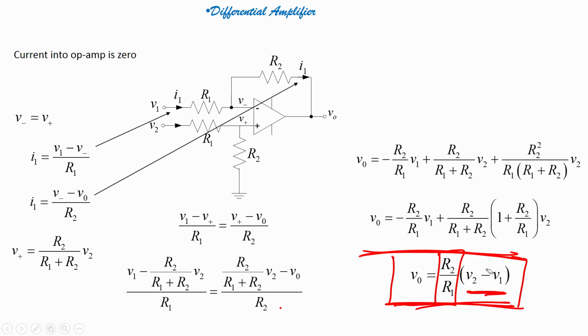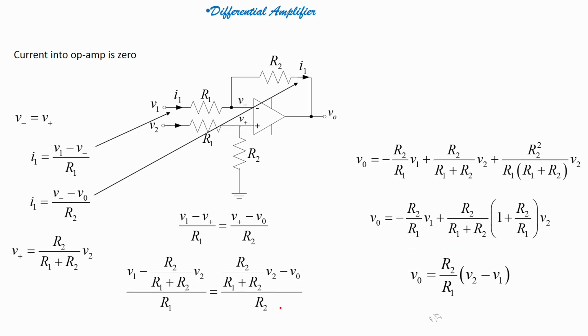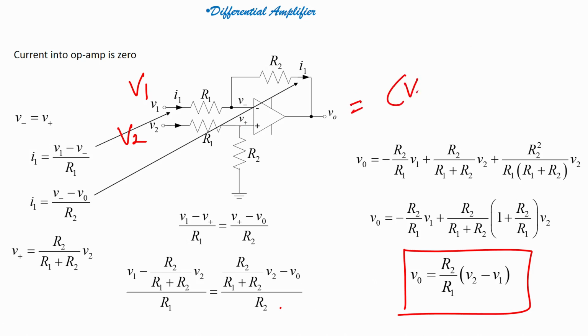You got it. So, this is how my differential amplifier would work: whenever I apply a voltage V1 at one terminal and V2 at the other terminal, my output voltage will be nothing but the difference of the voltages into R2 by R1. This is the formula that I have to remember, and this will be my differential amplifier.